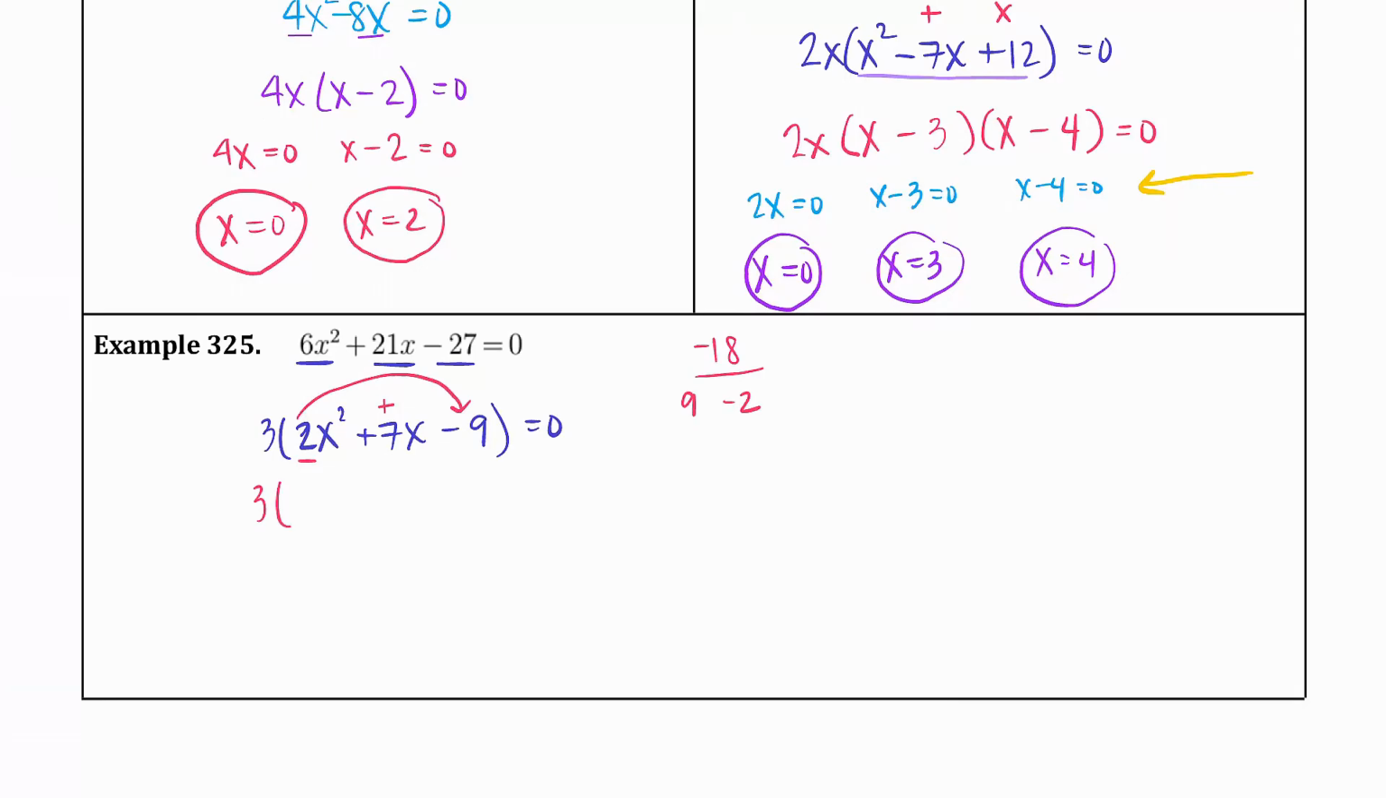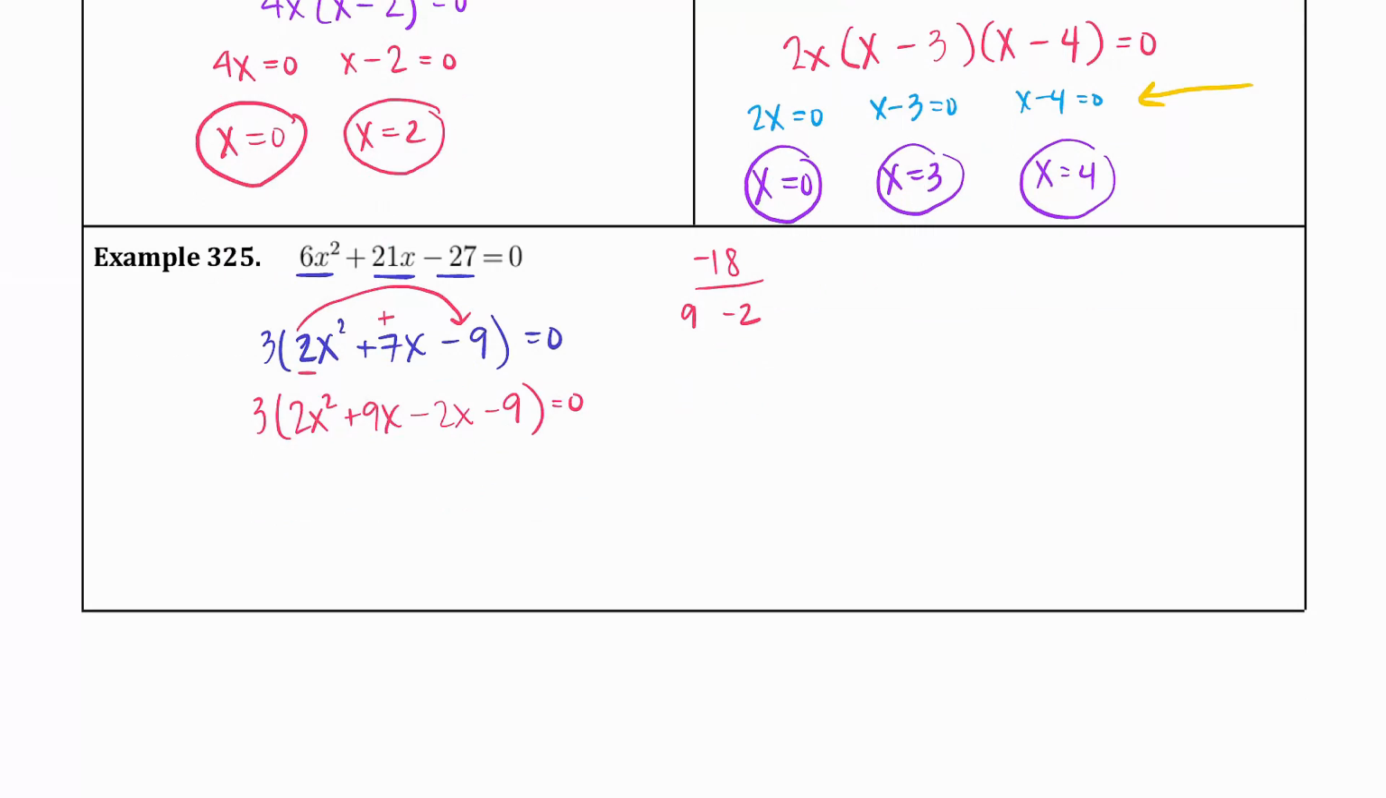So let's factor by grouping. We've got 2x squared plus 9x minus 2x minus 9 equals 0. If we continue factoring by grouping, let's look at our first group. I can take out just an x and I'm left with 2x plus 9. Here I can take out a negative 1 and I'm left with 2x plus 9. So my factors are going to look like this. I still have the 3 on the outside. I have the 2x plus 9 that they both have. If I take that out, I'm left with x minus 1.